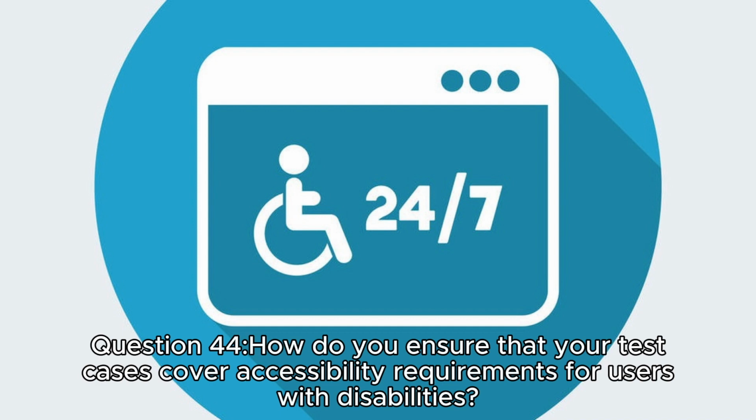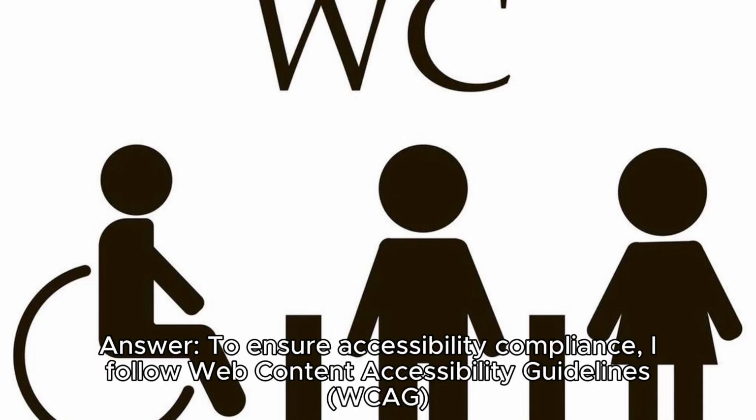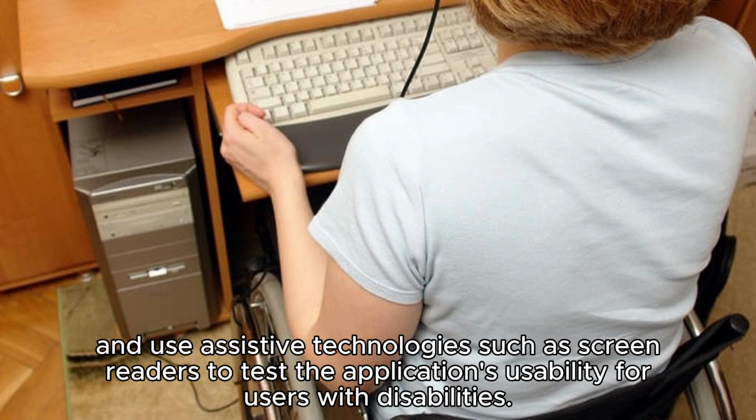Question 44. How do you ensure that your test cases cover accessibility requirements for users with disabilities? Answer: To ensure accessibility compliance, I follow Web Content Accessibility Guidelines (WCAG) and use assistive technologies such as screen readers to test the application's usability for users with disabilities.